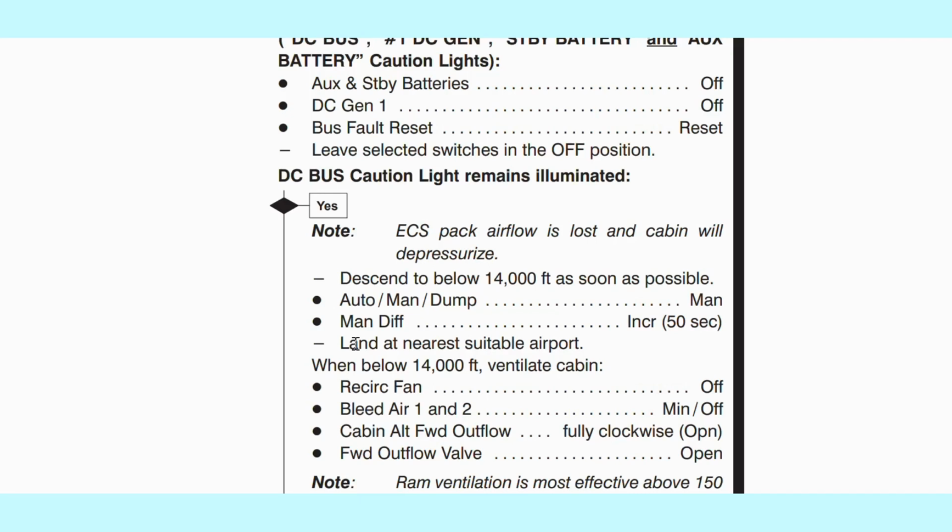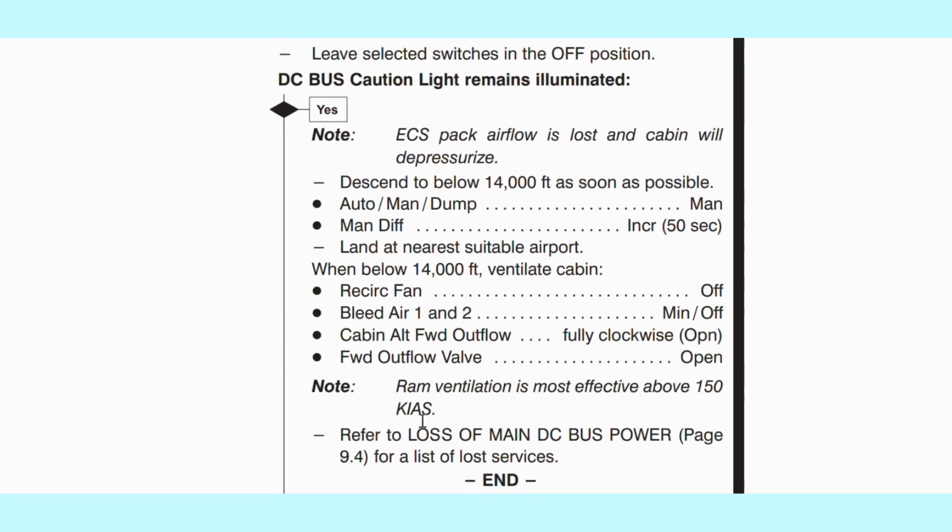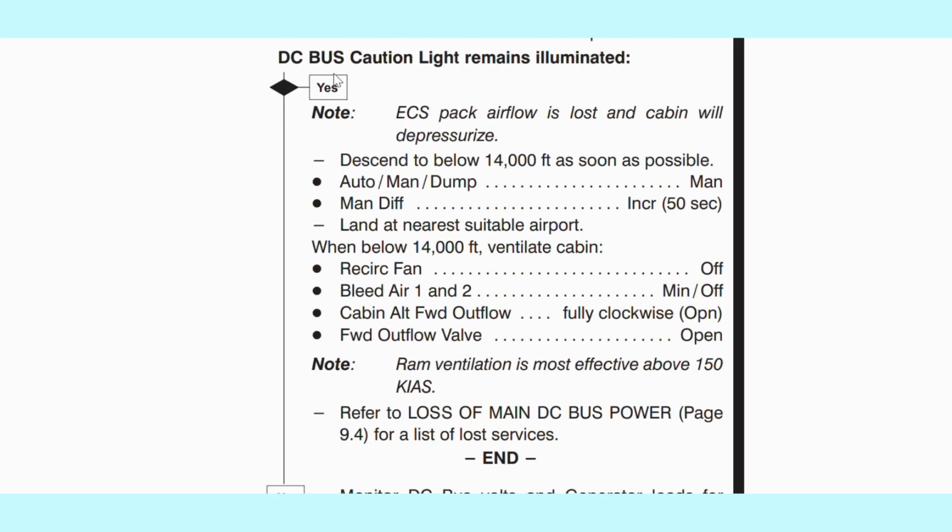Okay, so when you have put the aircraft below 14,000 feet, you have to ventilate the cabin, and therefore you just have to execute these items. Remember that if the speed is above 150, which normally it would be, then there is ram ventilation. Ram meaning it's ramming, hitting the aircraft into the NACA vents on the dorsal fin, entering the aircraft. So the faster you are going, the more air is being rammed into the system. Then you refer to the loss of main DC bus power checklist, which we just saw early on. That is if the DC bus caution light remains illuminated.